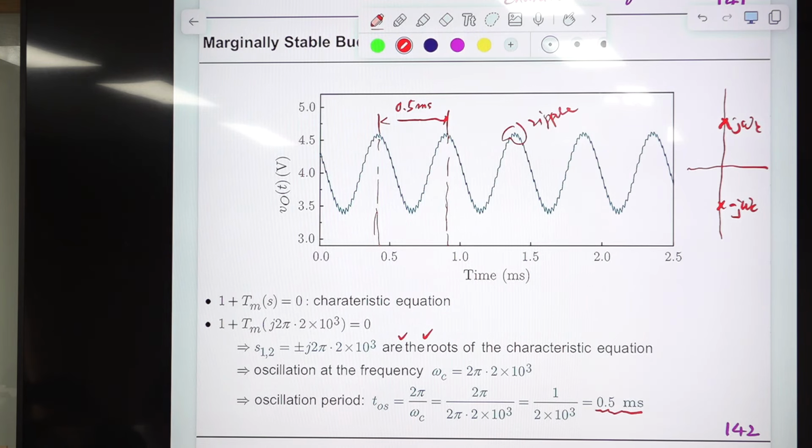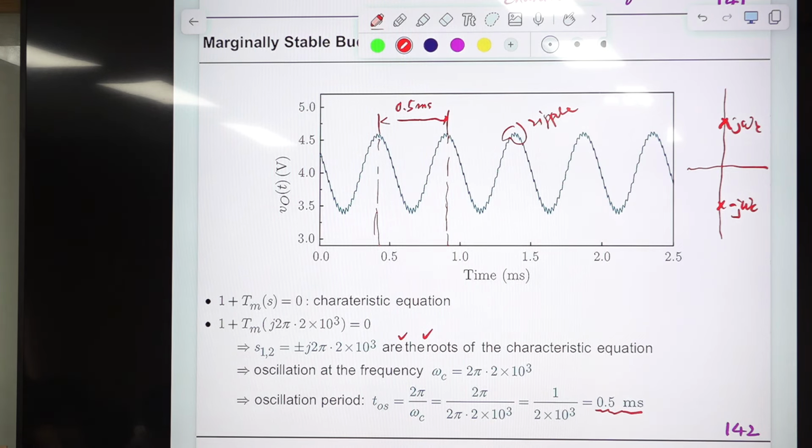This is an inherent characteristic of the PWM converter. Okay, that's all about this marginally stable system. Okay, five more minutes, then we take a short break and we'll finish up the later part of this.